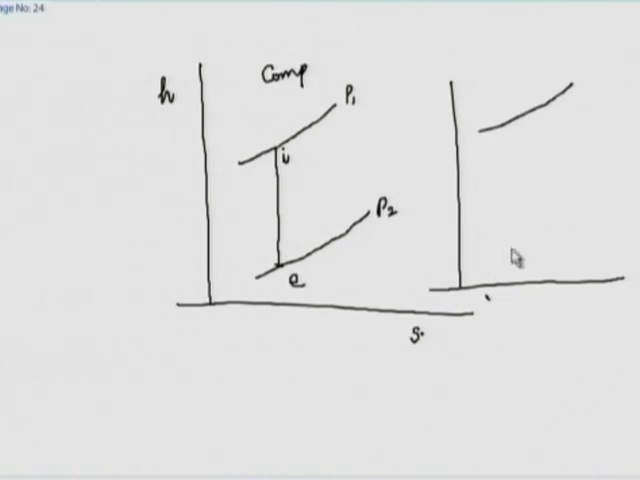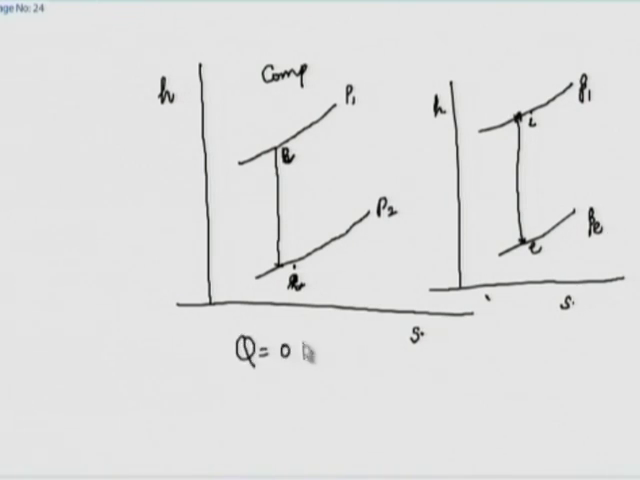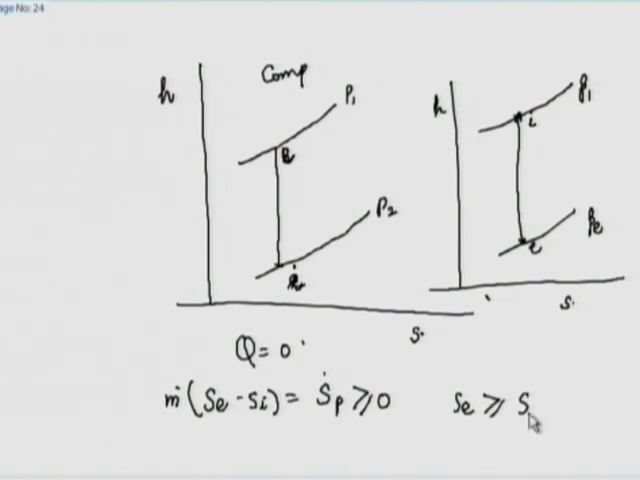And in the nozzle problem, in the compressor problem, inlet is at a lower pressure, exit is at a higher pressure. And in the nozzle problem, inlet is at a higher pressure and exit is at a lower pressure. And what we had said clearly in class was that since Q is 0, you must get M dot (SE minus SI) is the entropy production rate, which is greater than or equal to 0, hence SE should be greater than or equal to SI.